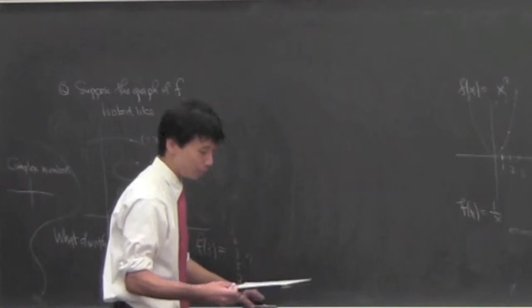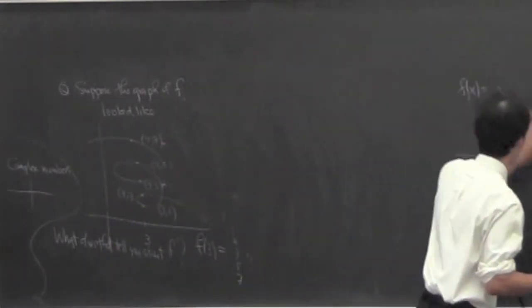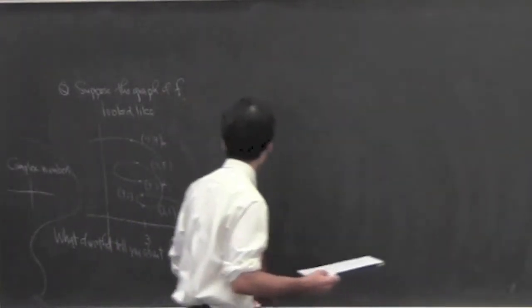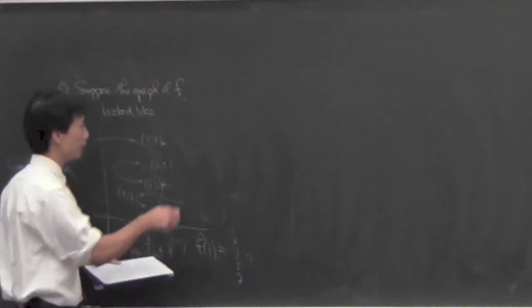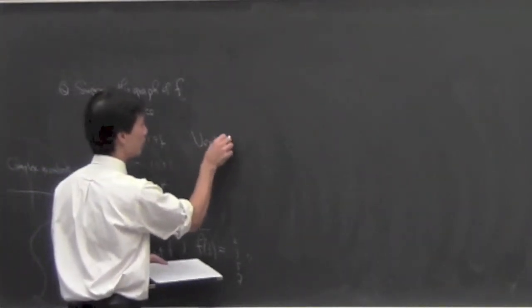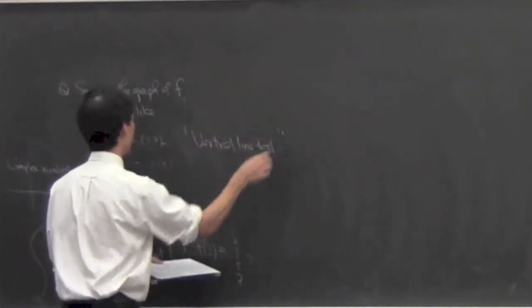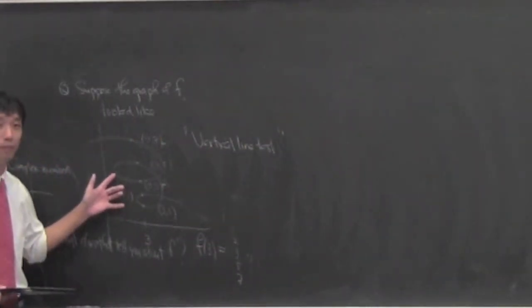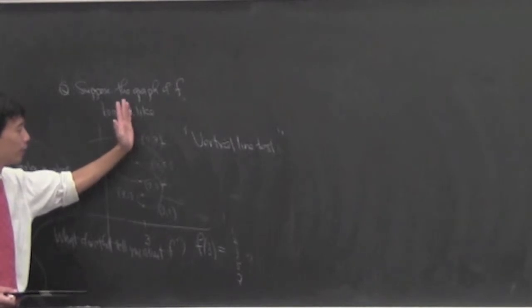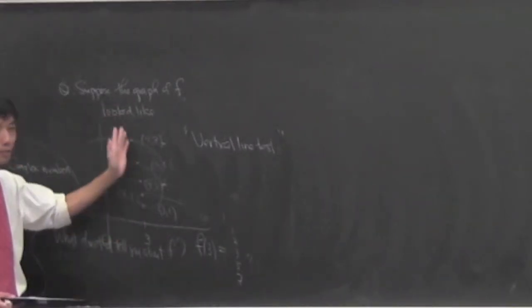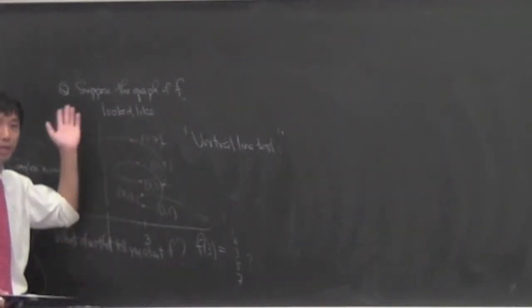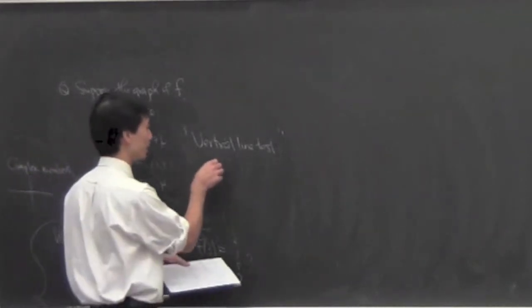Okay, so let's do a couple more. There's this thing called the vertical line test that says exactly what we just said. It says something very obvious: if you draw a vertical line and it intersects the graph at more than one point, then it's not a function. Then it's not the graph of a function.